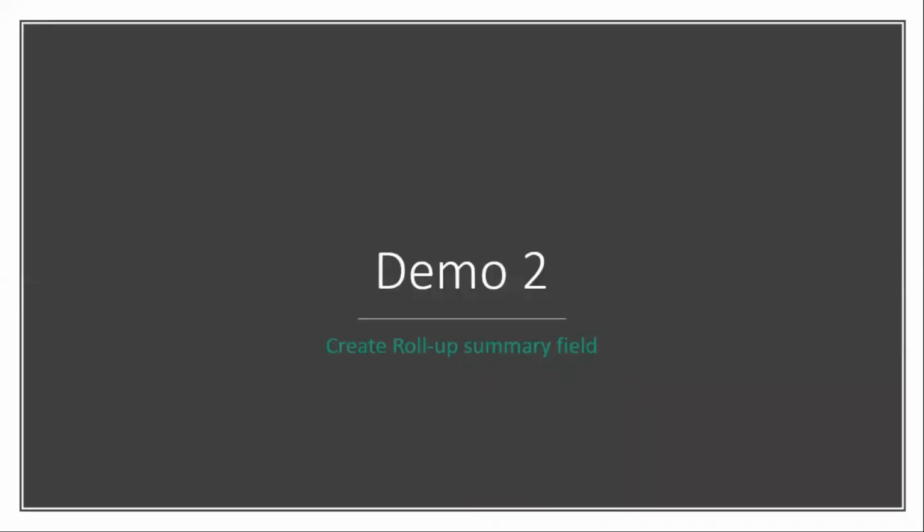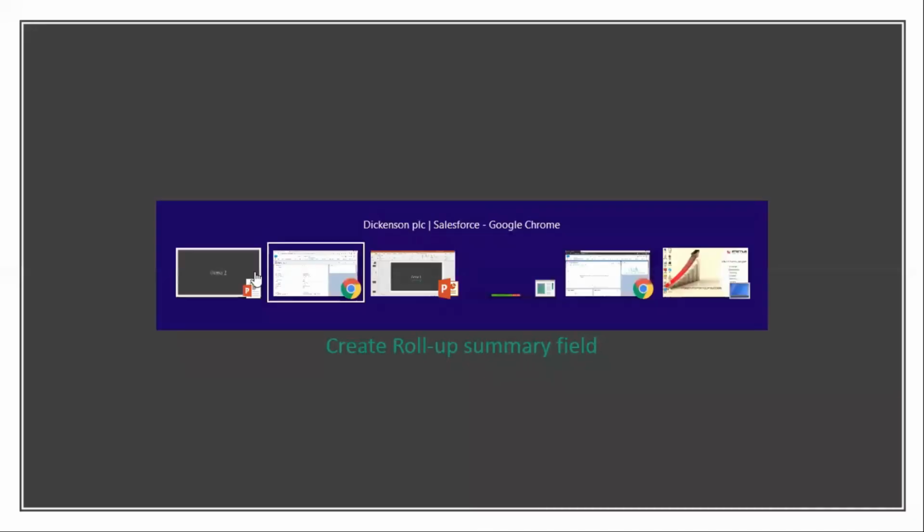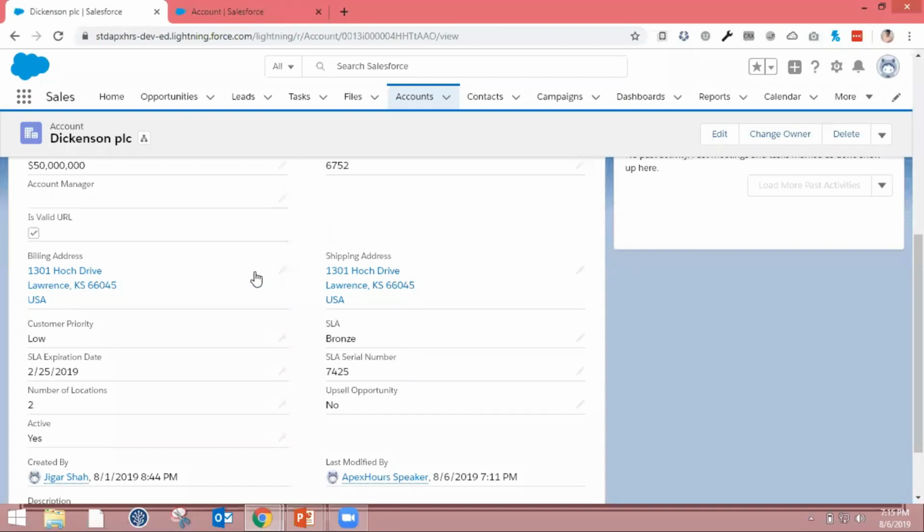Let's shift to the next demo. Let's go ahead and create a roll-up summary field. Let me switch back to my Salesforce instance. Again, for creating a roll-up summary field, we are going to use the opportunity object. And we are going to create one roll-up summary field which is going to calculate the total sales price added by the product on each opportunity.